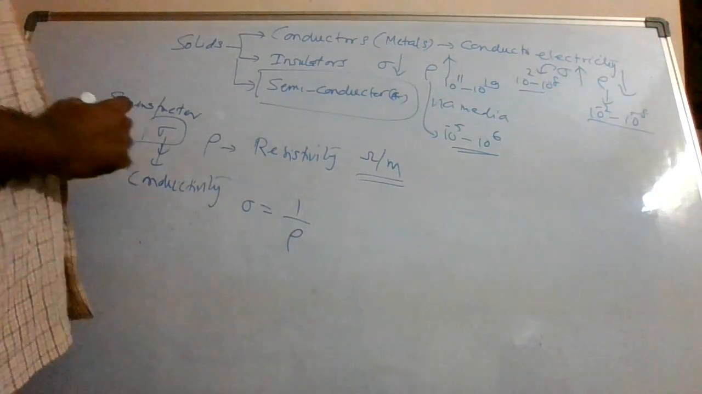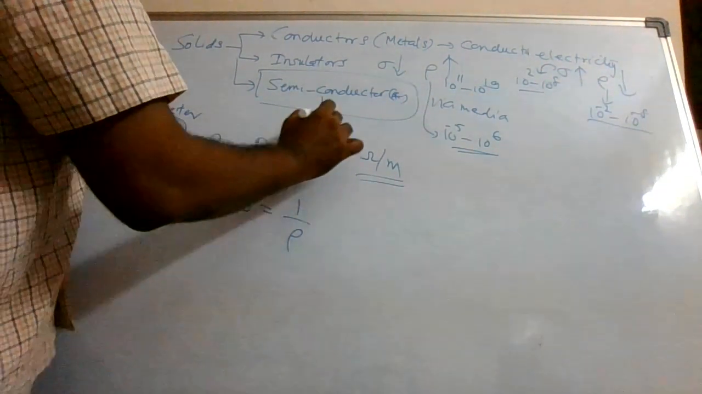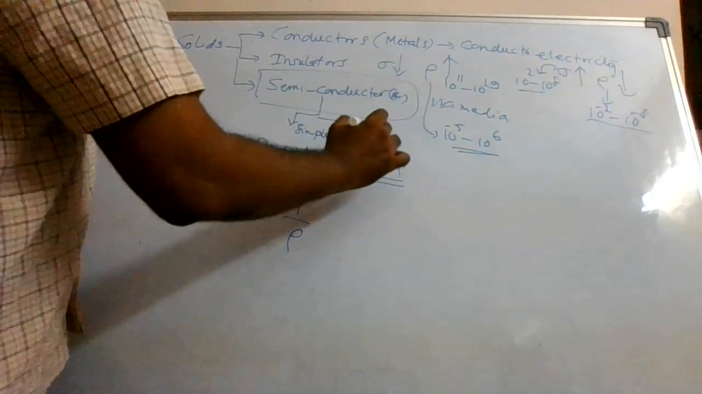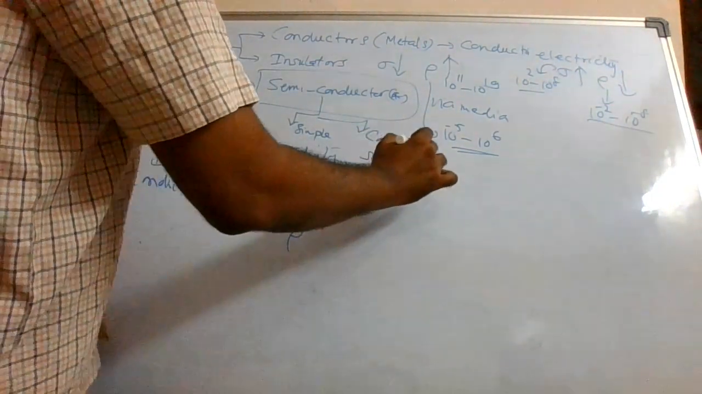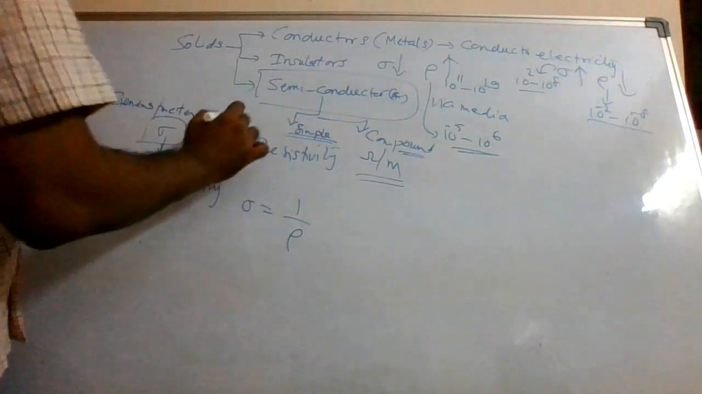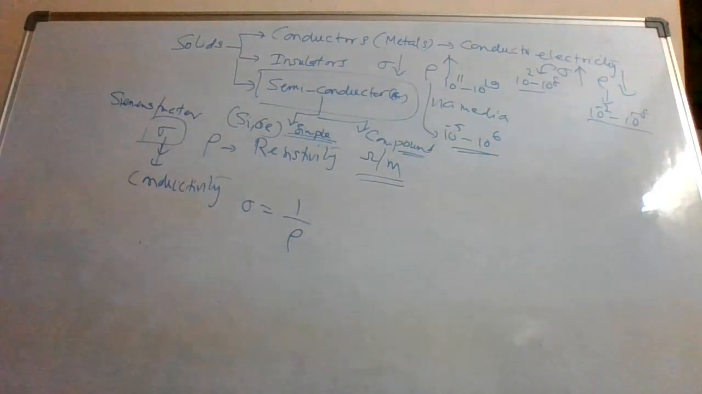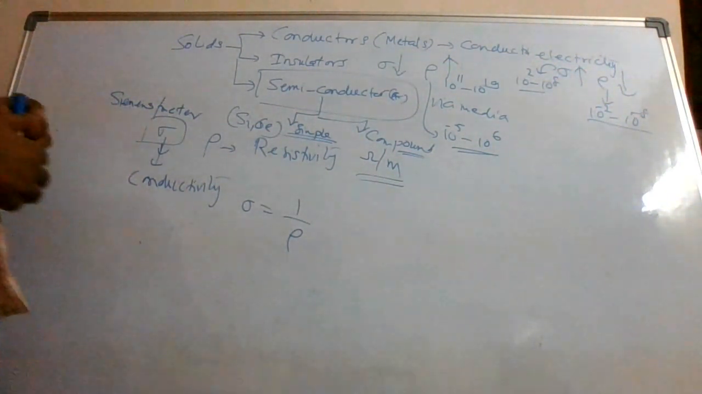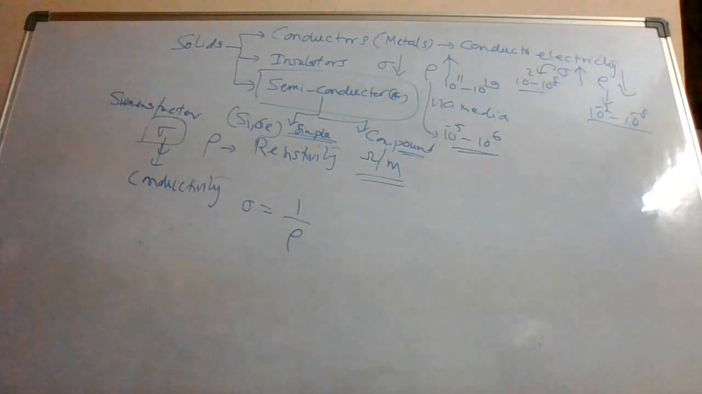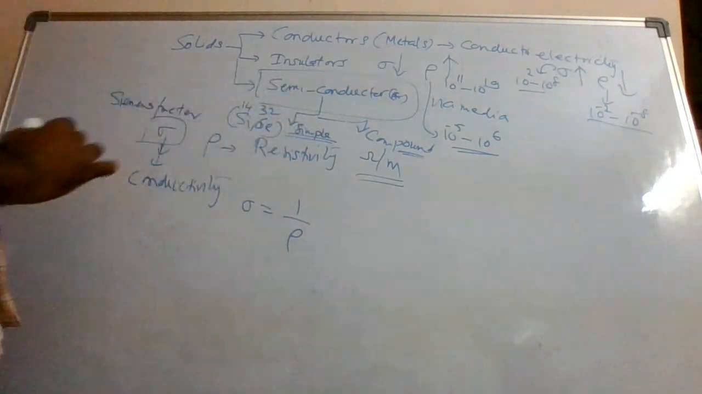Semiconductors again come under simple types or natural semiconductors, and compound types. Compound ones are man-made. Simple ones are available in nature. They are silicon and germanium. Silicon and germanium are the semiconductors that are available as per our periodic table. Silicon atomic number is 14 and germanium it is 32.